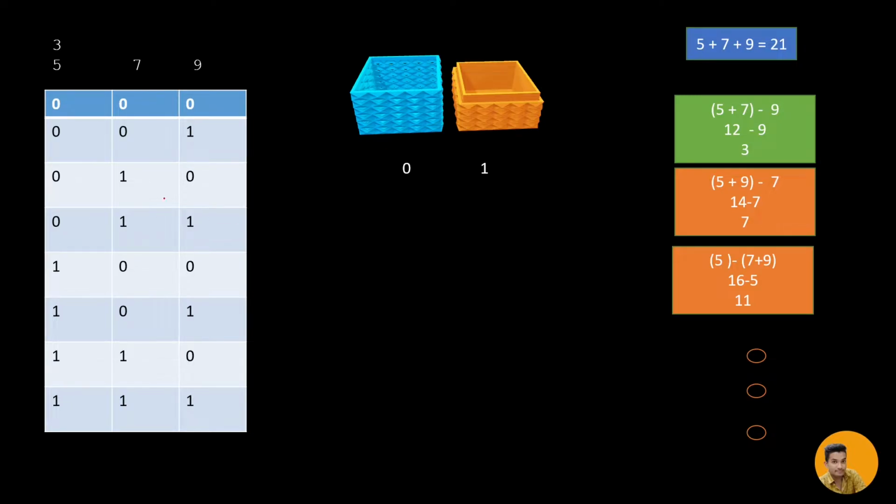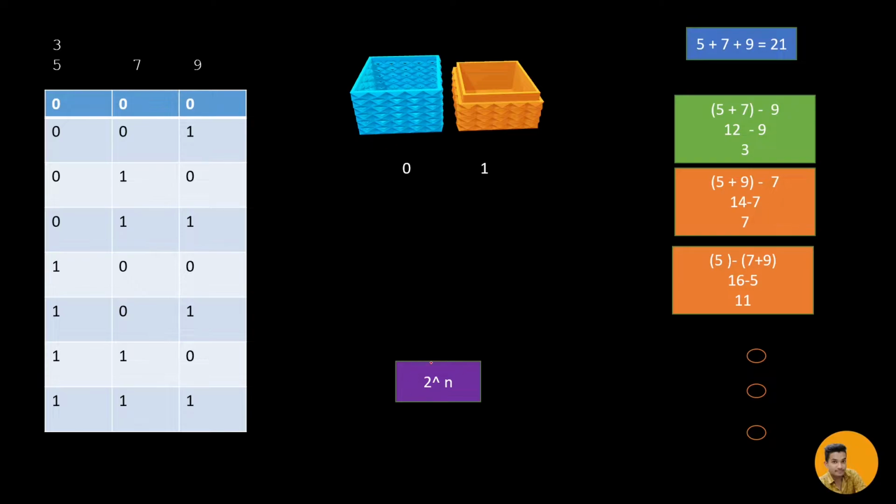And to construct this table, we need 2 to the power n, that means here n is 3, so 2 to the power 3, that means 8. So you will have 8 possibilities to fill in the crates, and accordingly you will find the minimum solution. So let us look at this first.